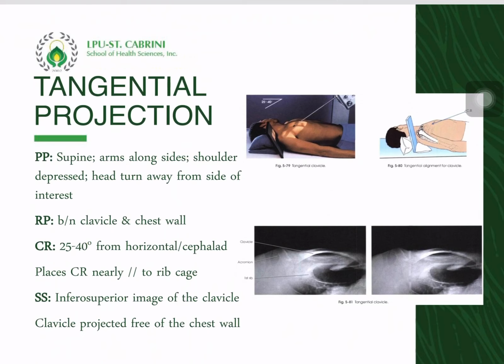The tube angulates at 25 to 40 degrees horizontal or cephalad directed to a point between clavicle and chest wall. The amount of angulation should place the central ray nearly parallel with the rib cage.